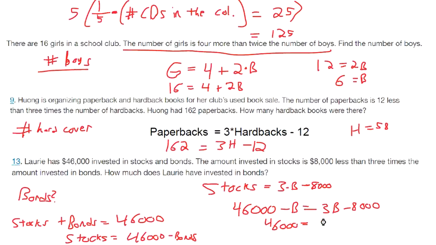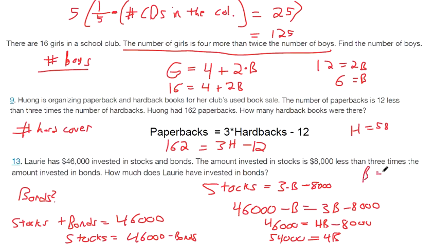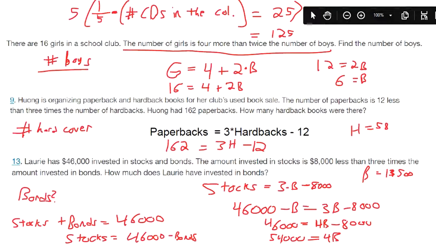3B plus 1B makes 4B. Add 8,000 to both sides. And divide everything by 4. So we got 13,500 for the amount in bonds.